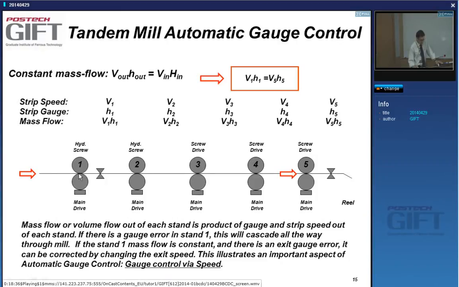What you have to do in order to have stable rolling is have a constant mass flow through the mill. What does that mean? It means that whatever mass comes in has to go out, exactly the same value. Otherwise, if the value that comes out is higher than what comes in, there will be a rupture, or if it is lower than what you put in, you will have a cobble.